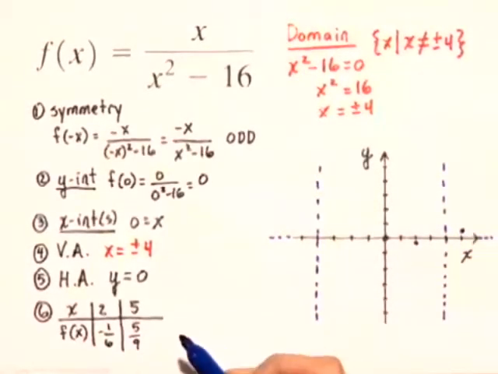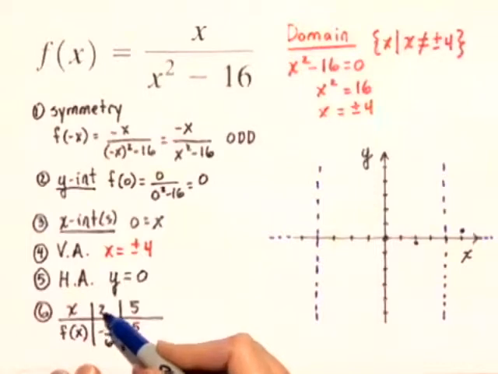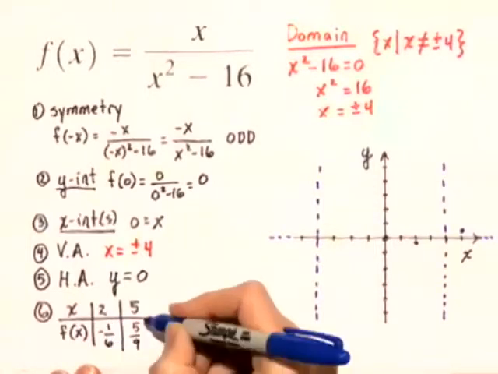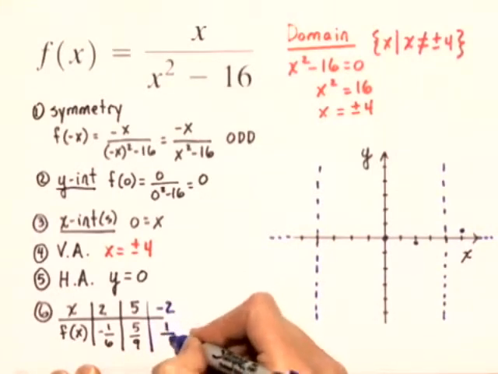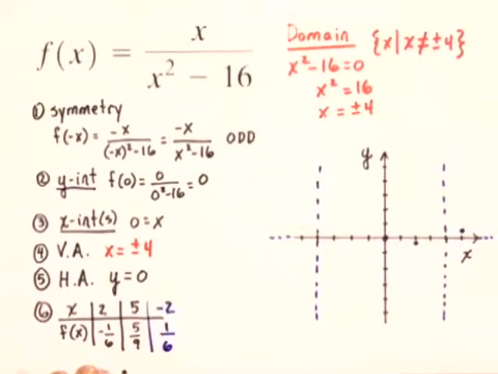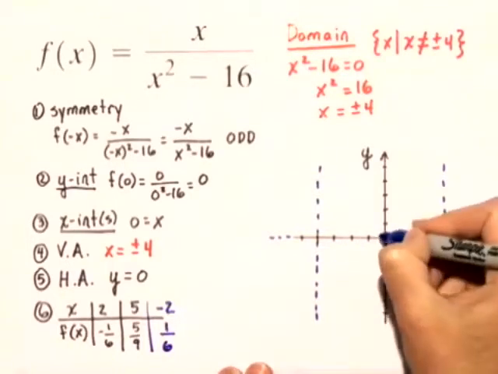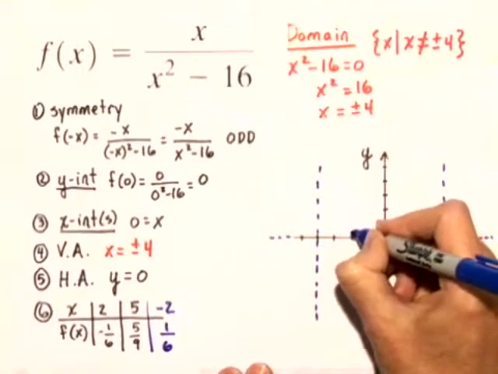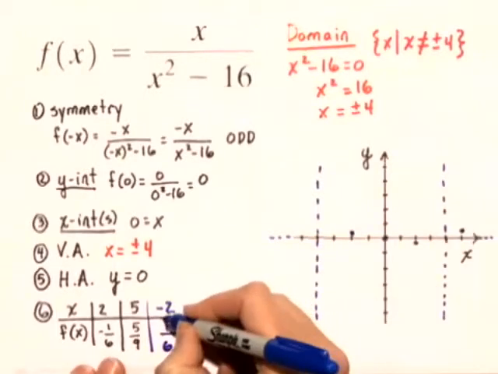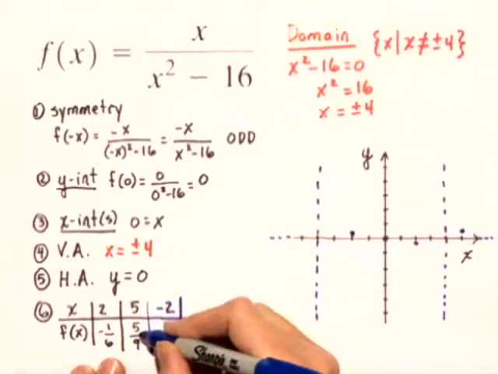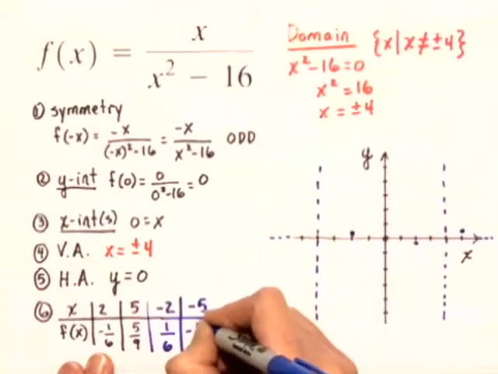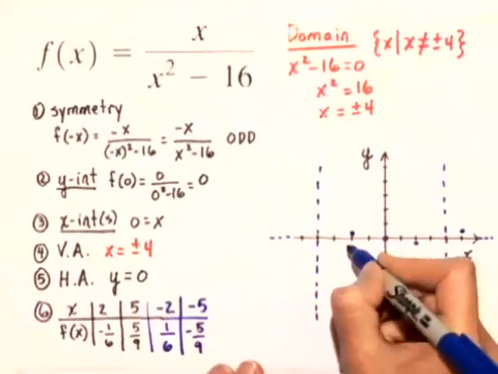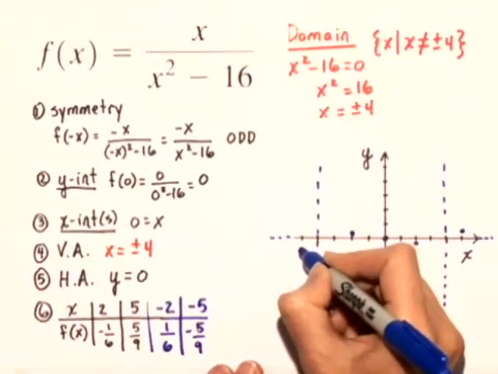So we're also going to have another couple of points. Since 2, negative 1/6 was on the graph, we're also going to have negative 2, positive 1/6. In other words, we just take the opposite of the x and y value. So we have negative 2, positive 1/6. And then finally, since 5, comma, 5/9 was on the graph, we'll have negative 5, comma, negative 5/9. And that's over here, right about here on the graph.